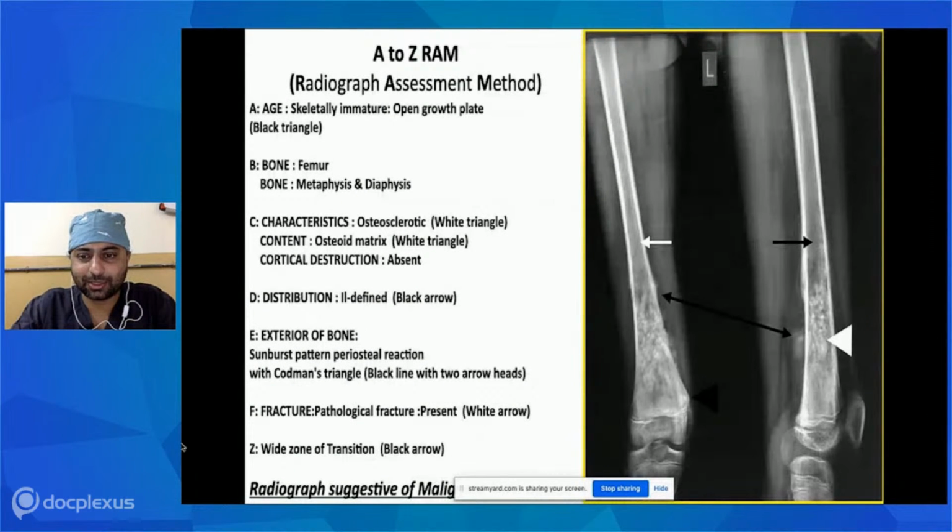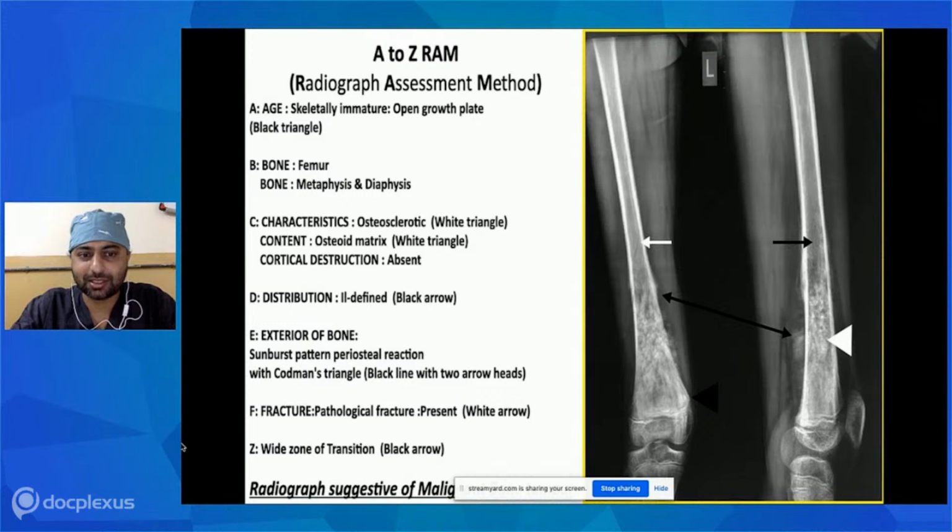In the X-ray on the right side, we can see a lesion in the femur. The black triangle shows the physis is open, so it's a skeletally immature person. Then which bone is involved? Here it's the femur bone, metaphysis or diaphysis. What is the characteristic of the tumor? It's an osteosclerotic lesion, with the white triangle, having osteoid matrix with cortical destruction. It's an ill-defined tumor. We are unable to differentiate where the tumor is starting and where it's ending.